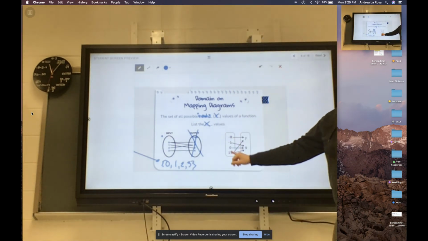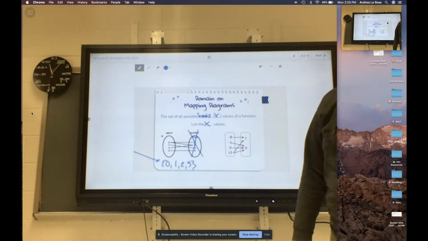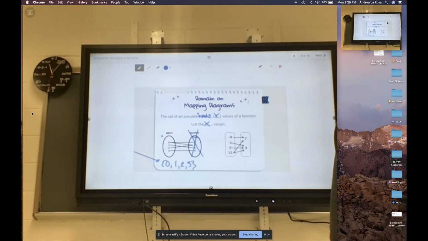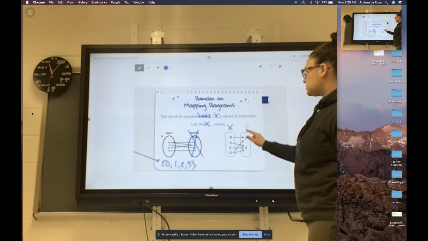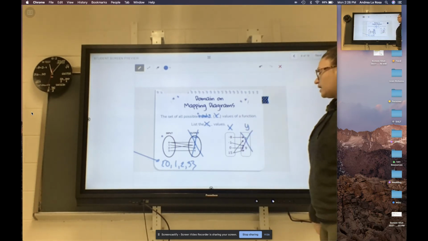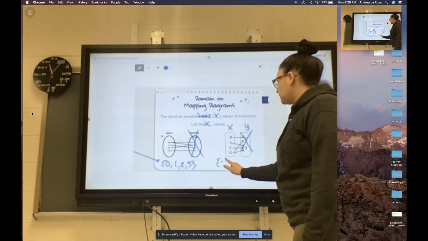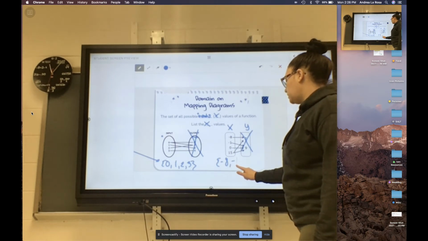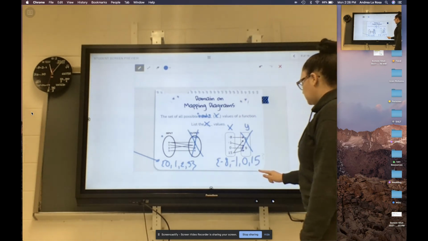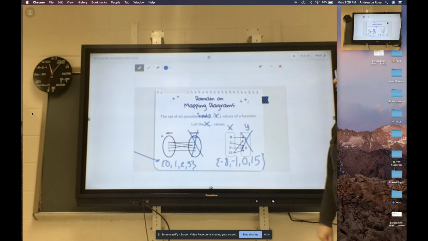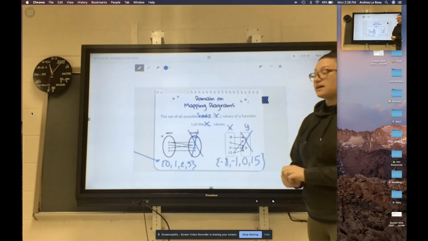Try this next one on your own. Pause the video, try that last one on your own while I get a sip of my sweet tea. Remember, this is the X on the left, the Y is on the right, but I do not care about my Y. I only care about my X's. So I'm going to write negative 8, negative 1, 0, and 15 for my domain for the mapping diagram. Again, domain's the X.